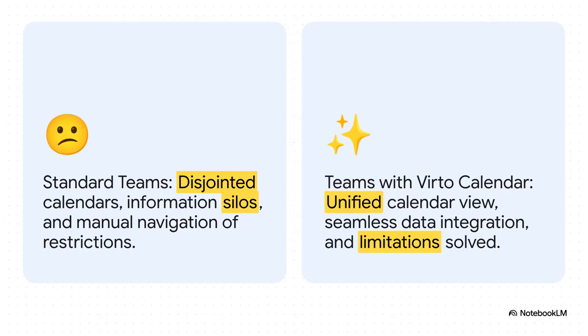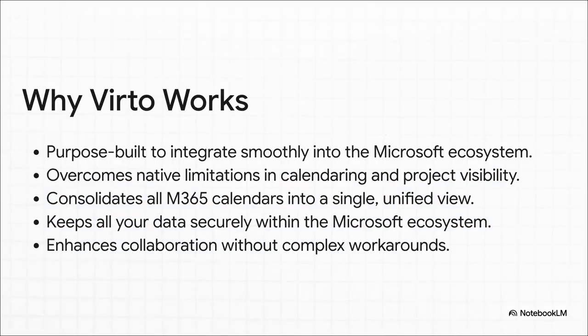This slide right here gets to the heart of it. Those hard limits on chat size are annoying, sure, but they're often a symptom of a much bigger problem: information silos. And nowhere is that more painful than with calendars. Project schedules, team availability, it's all scattered. On the right, you see the fix. A tool like VirtoCalendar attacks that silo problem head-on, giving you one unified view of everything happening across your entire Microsoft 365 world.